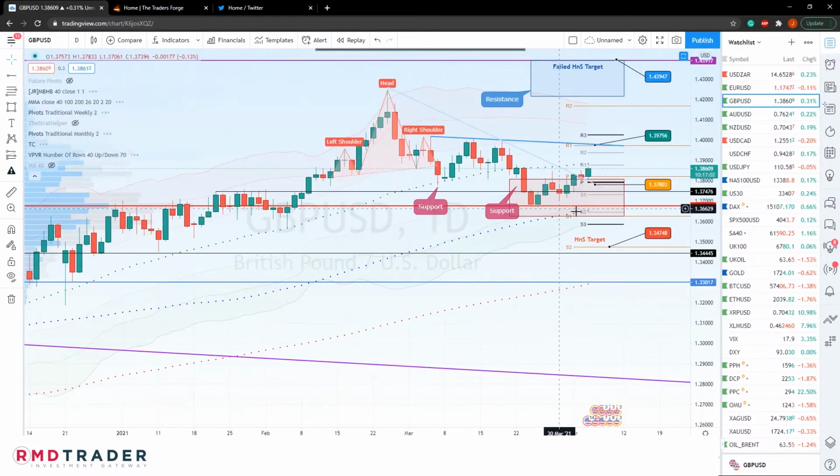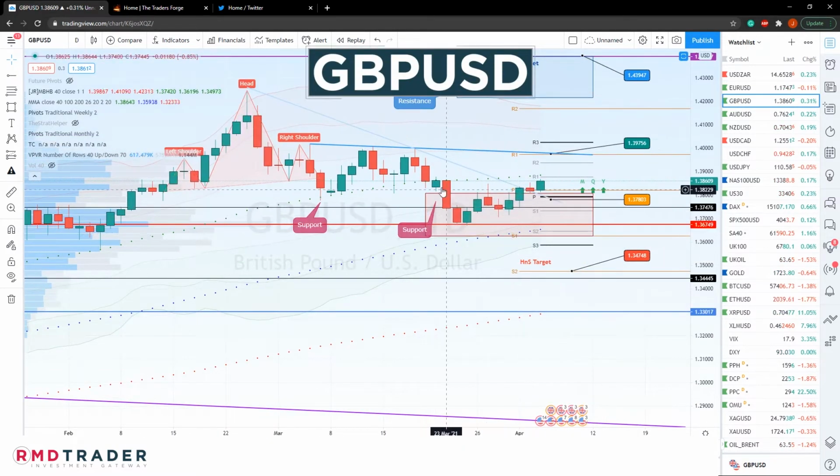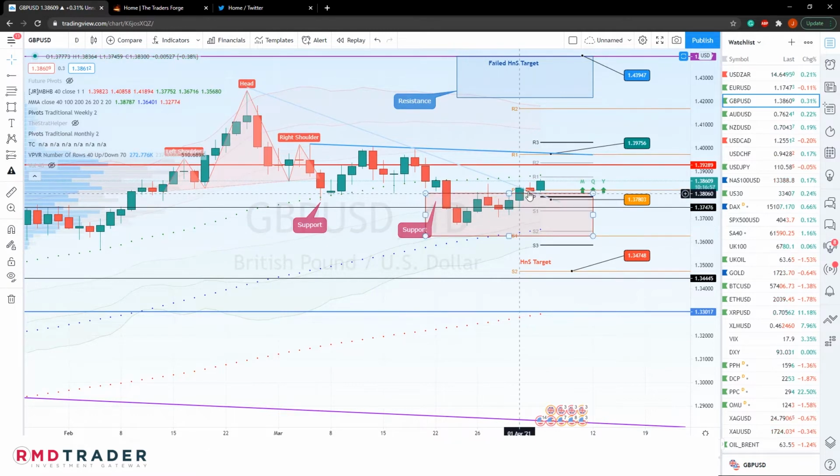Looking now at the GBPUSD, we see that price has now, instead of moving lower to that head and shoulders target, broken above the initial or interim diagonal resistance, and it's currently facing resistance from that 50 daily SMA as well as that weekly R1, and that is at about 1.387.